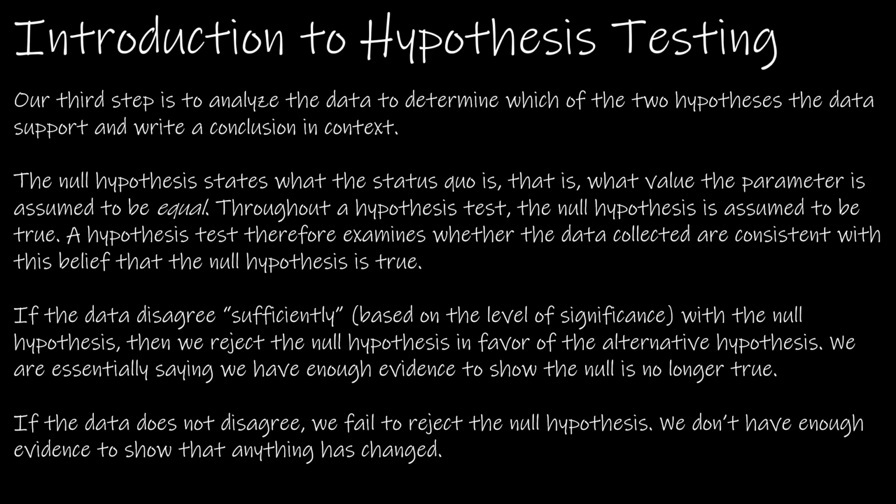Now the third step is to analyze exactly what it is that we have found, and then of course write a conclusion. So the null hypothesis, again, states what the status quo is and what we assume to be true, and then what we're doing is now trying to find data that either support that null or say that it's not true. So again, as we talked about earlier, if our data disagree sufficiently, which sufficiently will be based on that level of significance, which is alpha, in our case 0.02 in this question, then we're going to reject the null. We're going to say the null was probably not true.